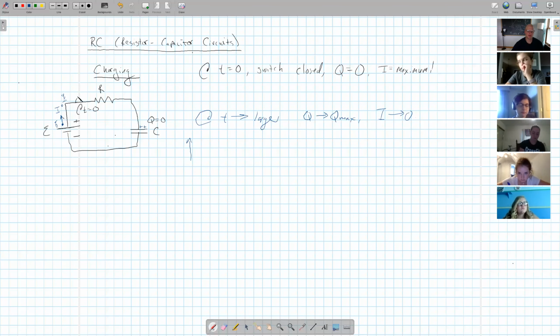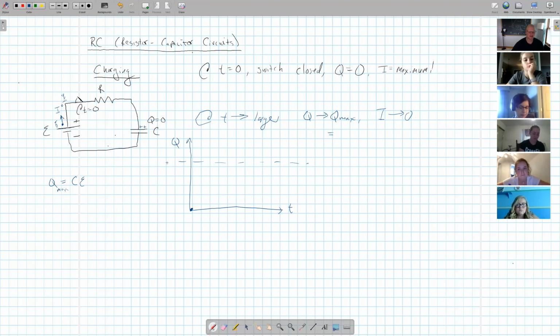So if I plotted these things, so for example, what will happen then is if I plotted the charge versus time, I start off at 0 charge, and then this thing is going to asymptote to the maximum amount of charge, where the maximum amount of charge is dictated by the fact that there's no current running through, so it acts as if the resistor doesn't exist. So it's then only going to be determined by Q maximum is equal to C times that of the battery.